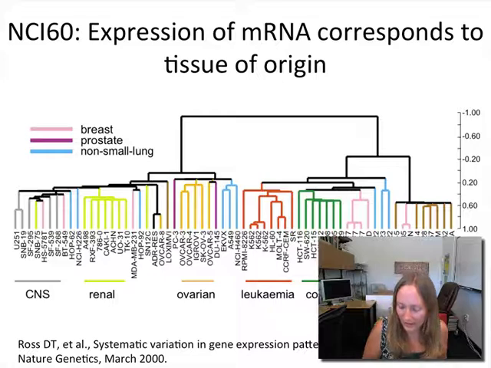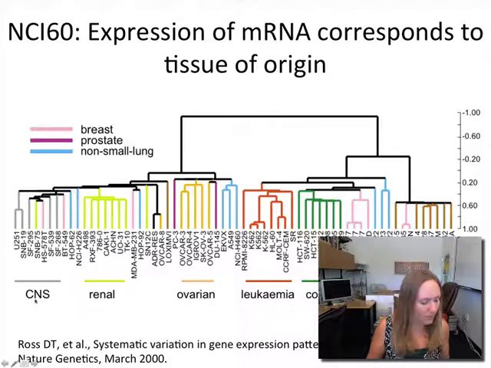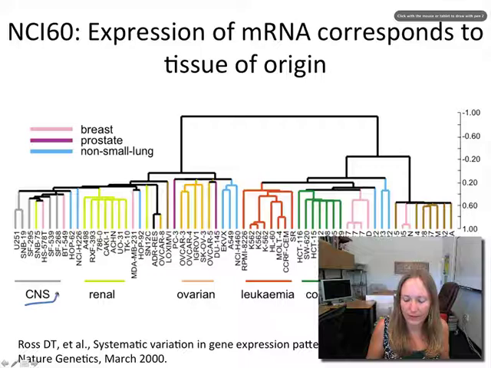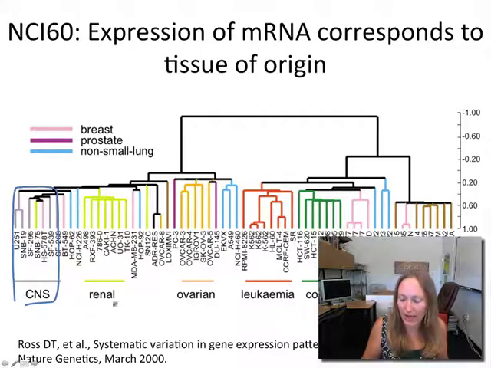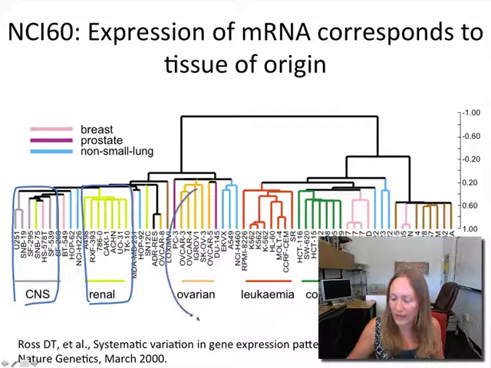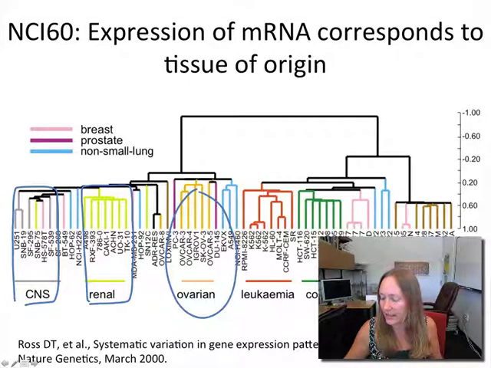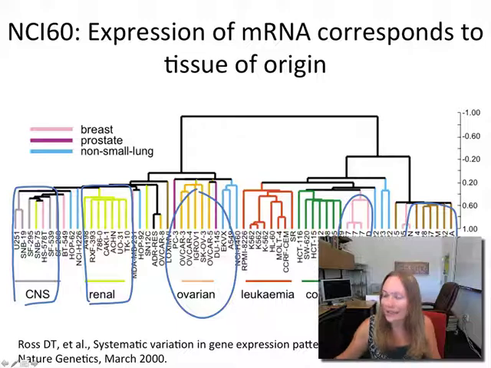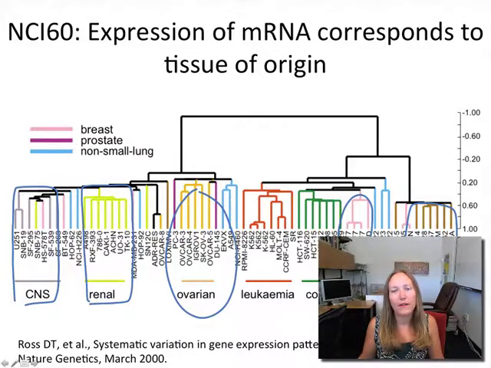So this is the first figure from their paper, and they show that the expression of messenger RNA corresponds to tissue of origin. So here you see central nervous system cancers are in gray, renal system cancers are in green, ovarian is here, down here is breast cancer, it's not labeled, but it's my favorite. Here in the pink, melanomas are here.